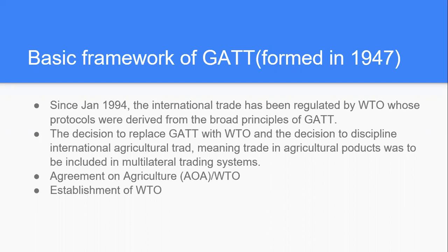Now, the decision to replace GATT with WTO basically was to include agricultural products into the international market, where now the agricultural products would be included in the multilateral trading system. Okay, then there was also the Agreement on Agriculture, known as AOA. AOA also was now inclusive of WTO. Okay. Now, when WTO was established, it included the AOA. AOA basically means Agreement on Agriculture. Okay.